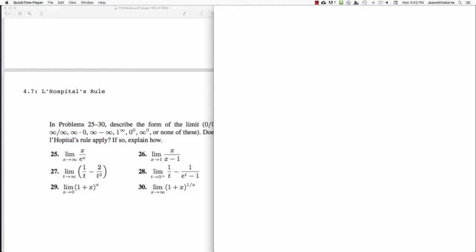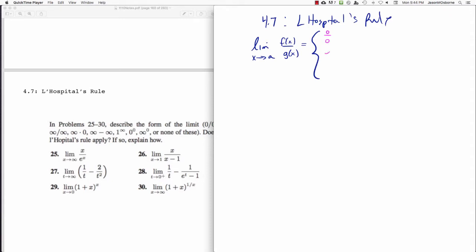In this video, we look at some more examples from section 4.7 on L'Hopital's rule. At this point, we have learned that L'Hopital's rule tells us how to compute a limit as x goes to a of f of x divided by g of x, in the case where the limit, when you first initially look at it, comes out to be 0 over 0 or infinity over infinity. We looked at these two cases.